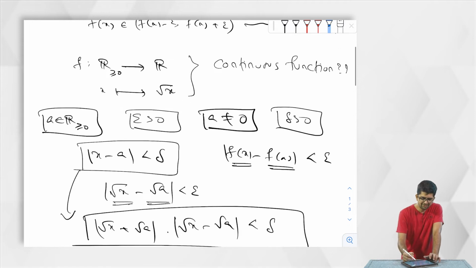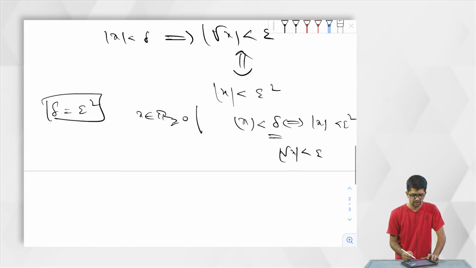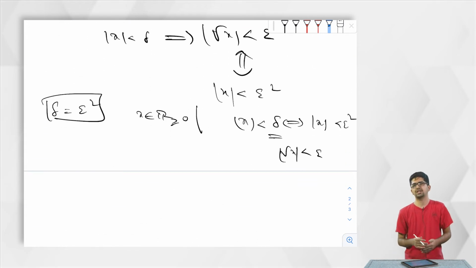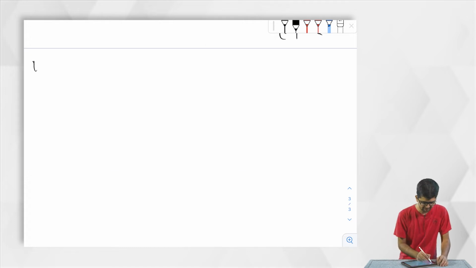But we had to do two cases. For a non-zero there is one idea, for a equal to 0 there is a different idea, and yeah, so that's about continuity of the square root function. Okay, so let us do one more example.